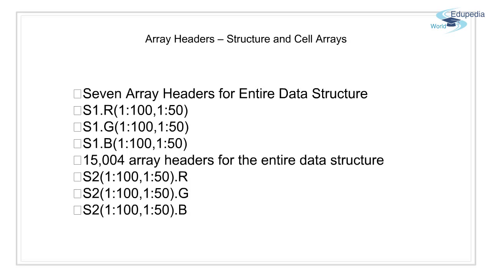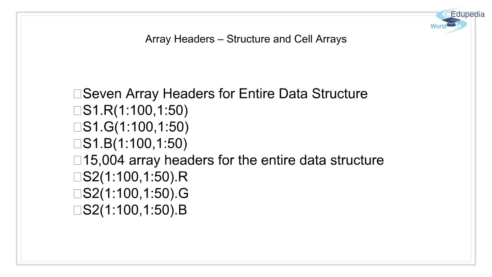For structures and cell arrays, Matlab creates a header not only for each array but also for each field of the structure and for each cell of a cell array. Because of this, the amount of memory required to store a structure or cell array depends not only on how much data it holds but also on how it is constructed.